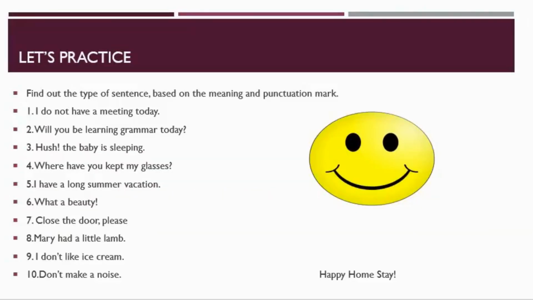Okay, now let's practice. Find out the type of sentence based on the meaning and punctuation mark. Definitely, punctuation mark is very crucial in understanding the type of sentences. That's the reason your teachers might be telling you, mind your punctuation marks. It's very, very important. Otherwise, meaning may be conveyed in altogether different way. So, punctuation mark is absolutely necessary.